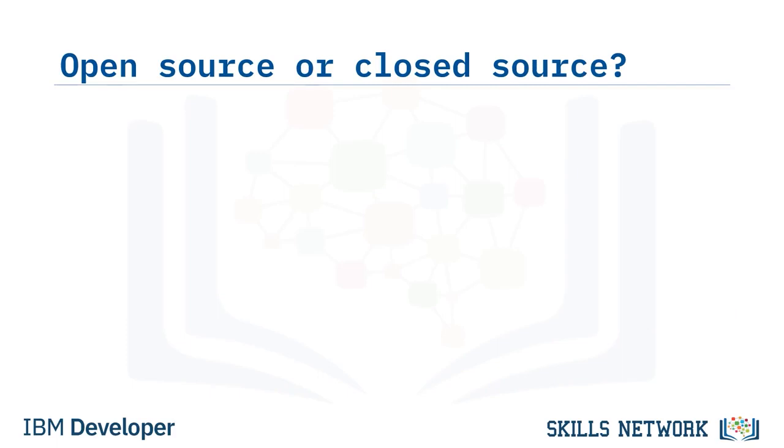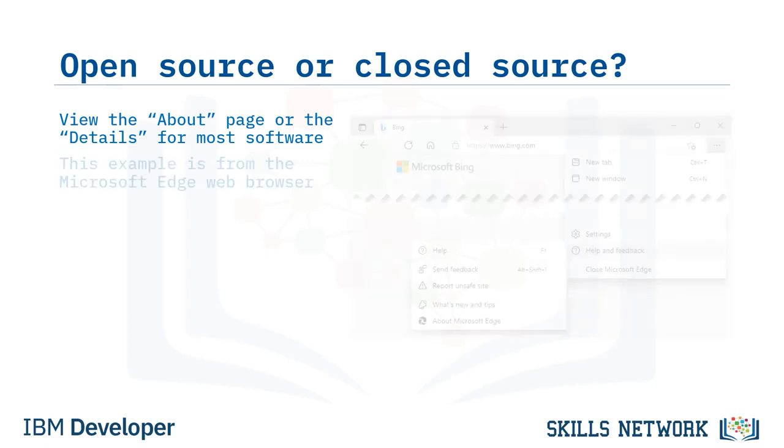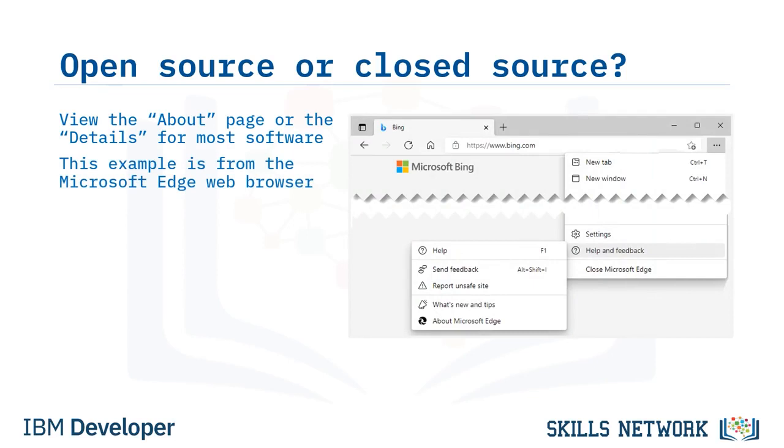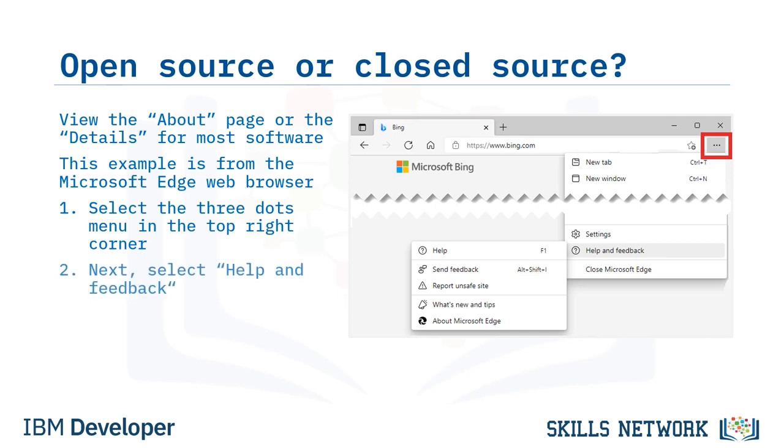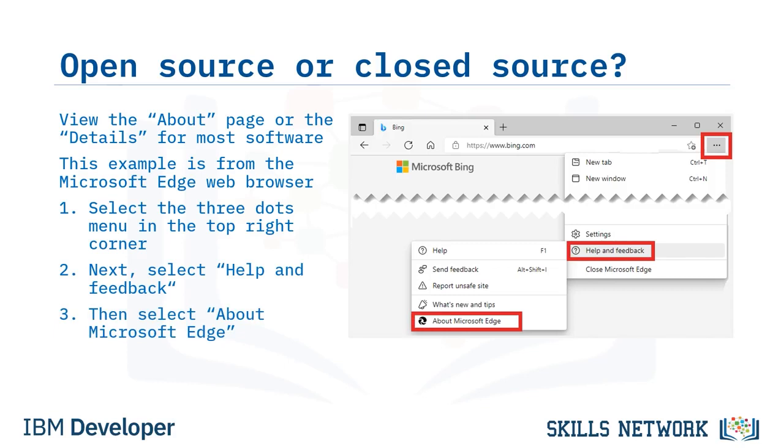So, how can you tell the difference between open source and closed source software? Most software has an About section located in the details of the software. If there isn't an About section, look for details or some terms that are similar. In this example from the Microsoft Edge web browser, you would select the three dots in the right corner. Next, from the list, you would select Help and Feedback to open more options. Then you would select About Microsoft Edge for more details.